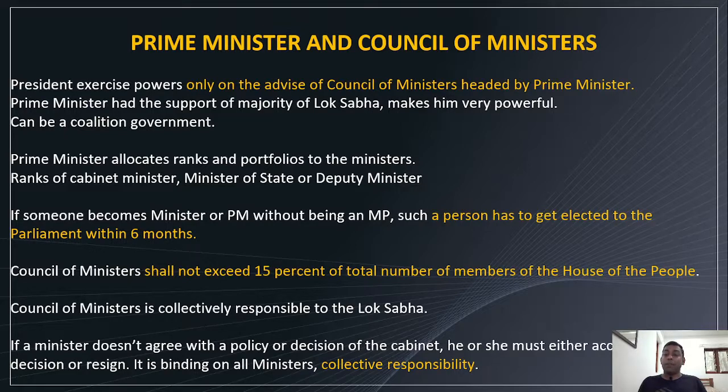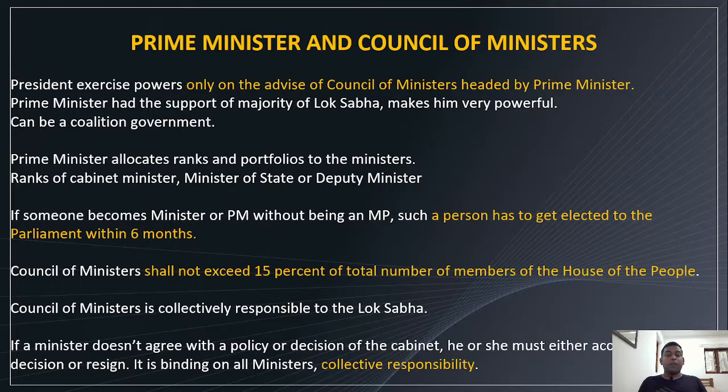The Prime Minister allocates ranks and portfolios to the ministers. The Prime Minister is very powerful in India. That's what it's called, prime ministerial system. Then he allocates ranks and portfolios to the ministers: ranks of cabinet minister, minister of state, or deputy minister.